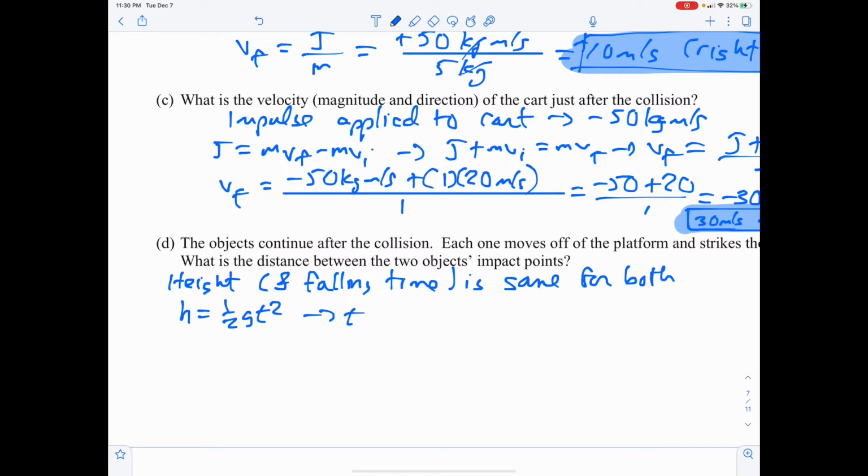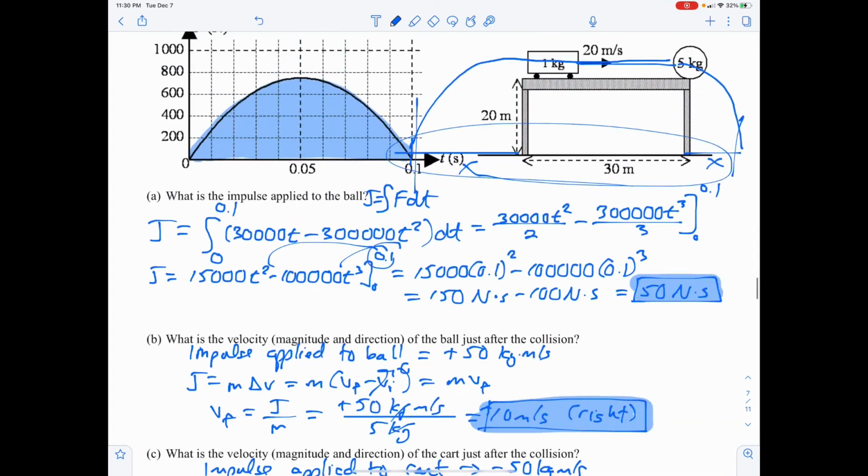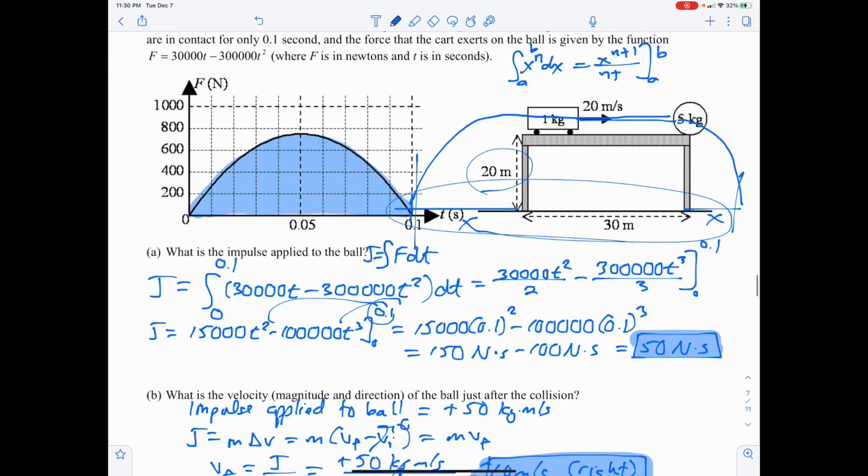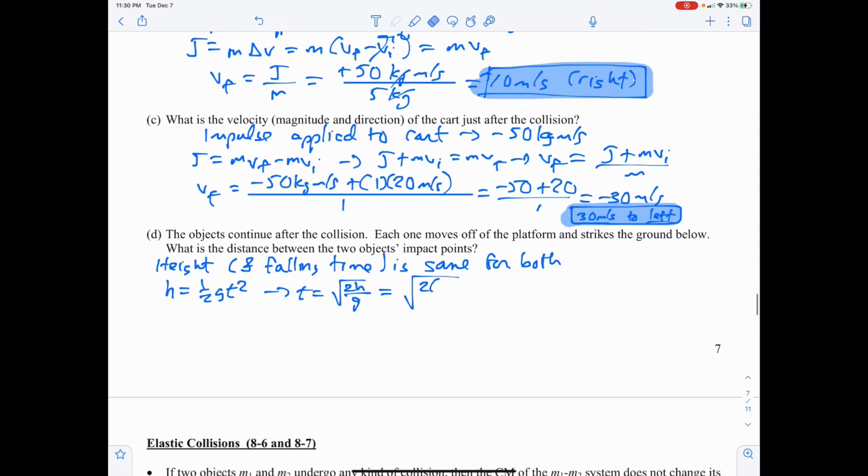So time is equal to the square root of 2 times h divided by g, which would be 2 times a height of 20 meters divided by g, which is 10. So we have 2 times 20 is 40, divided by 10 is 4, square root of that is 2 seconds. So let's take 2 seconds for both of them to fall.